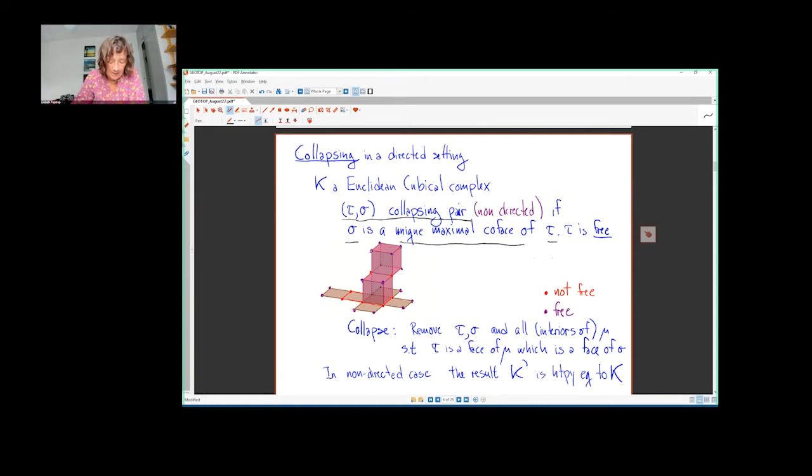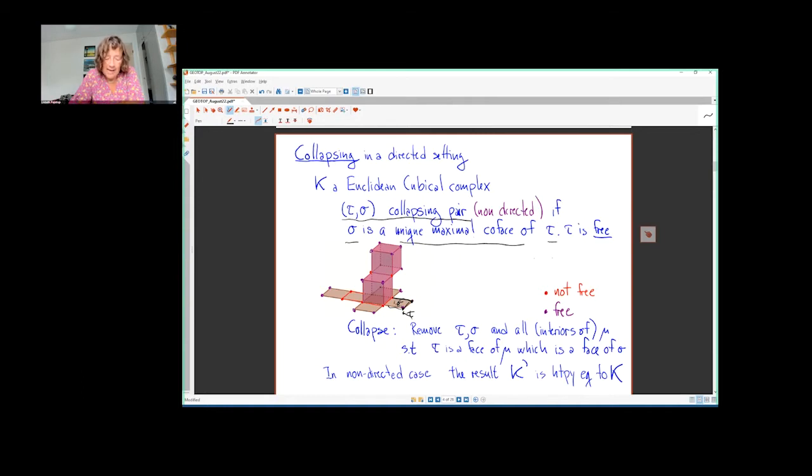And it's a collapsing pair in the non-directed sense if this sigma is a unique maximal coface of this tau. So for instance, such a vertex like this purple one here, if this is tau, then sigma could be this little square here, then this pair, tau comma sigma, will be a collapsing pair. And when I have a collapsing pair, I can remove the vertex, the edges, and the interior of sigma here. So I can get down to just having this edge here left of that little square there.